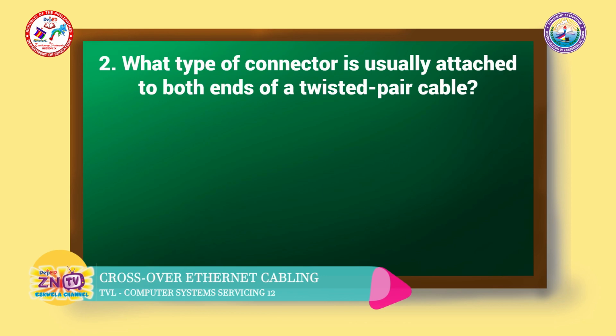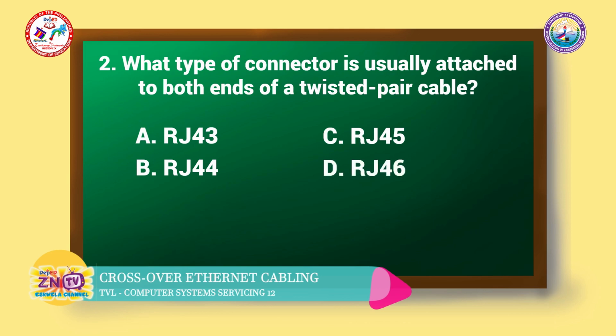Number 2. What type of connector is usually attached to both ends of a twisted pair cable? A. RJ43. B. RJ44. C. RJ45. D. RJ46. You were right. It is C. RJ45.